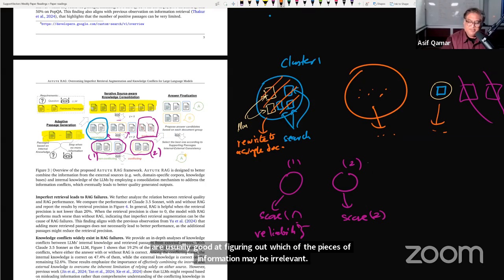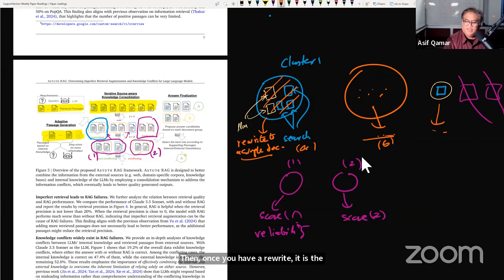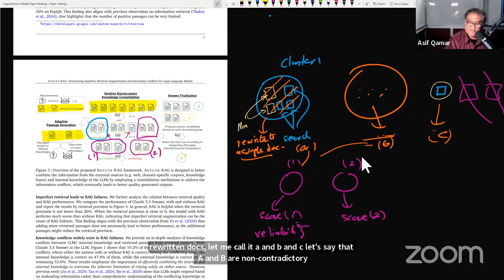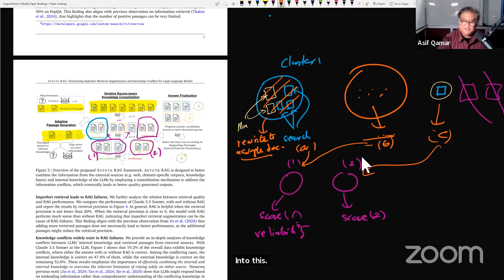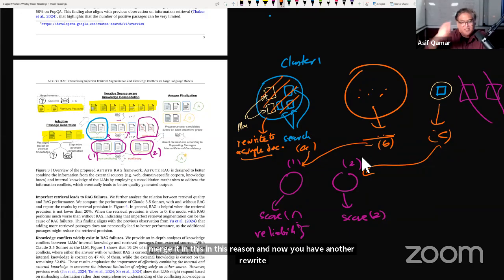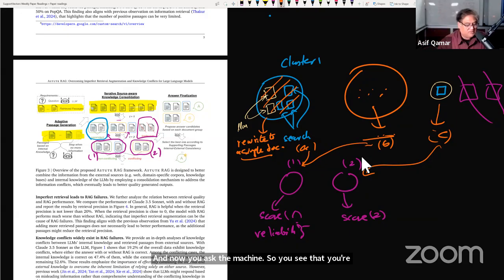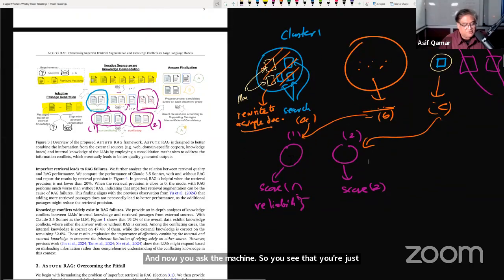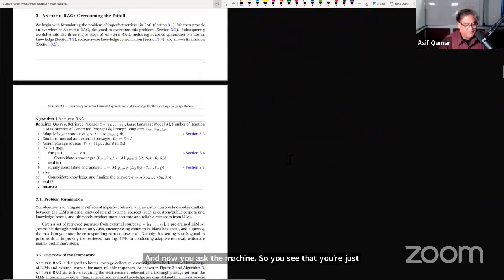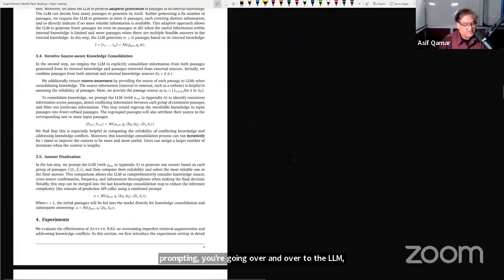Then once you have a rewrite, it is the rewritten docs, let me call them A, B and C. Let's say that A and B are non-contradictory. Then you merge A and B into this first result, and because C contradicts, you merge it in this result, and now you have another rewrite, and now you ask the machine. So you see that you're just prompting, you're going over and over to the LLM, asking it to rewrite, to merge, to consolidate, right? And that's a cycle that you're doing.